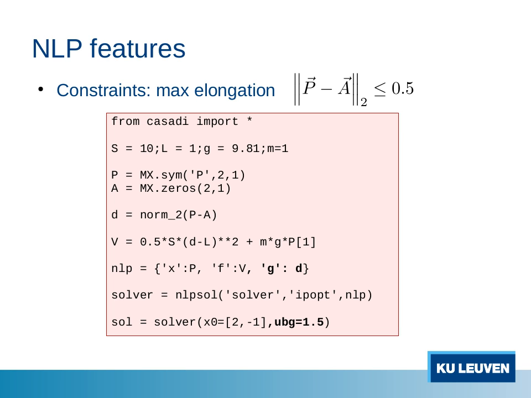What else can we do in CasADi with NLPs? We can have inequalities and equalities, of course. So we do this by creating a G keyword in the NLP dictionary, which stands for constraints. And then when we call the solver, besides the initial guess, we can also supply bounds, in this case the upper bound for the constraint.